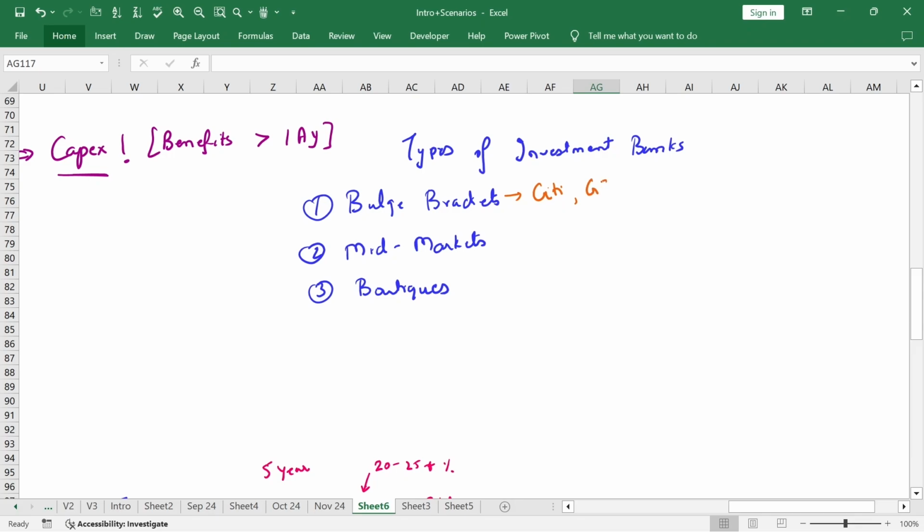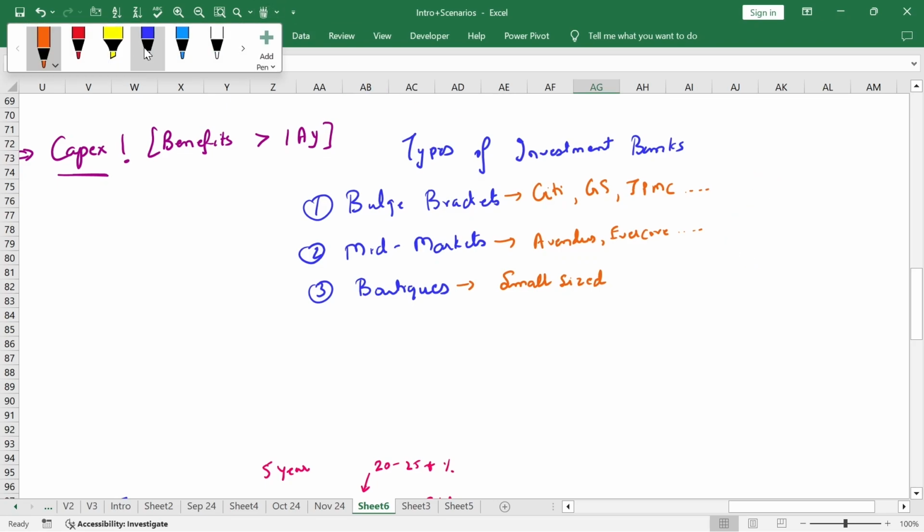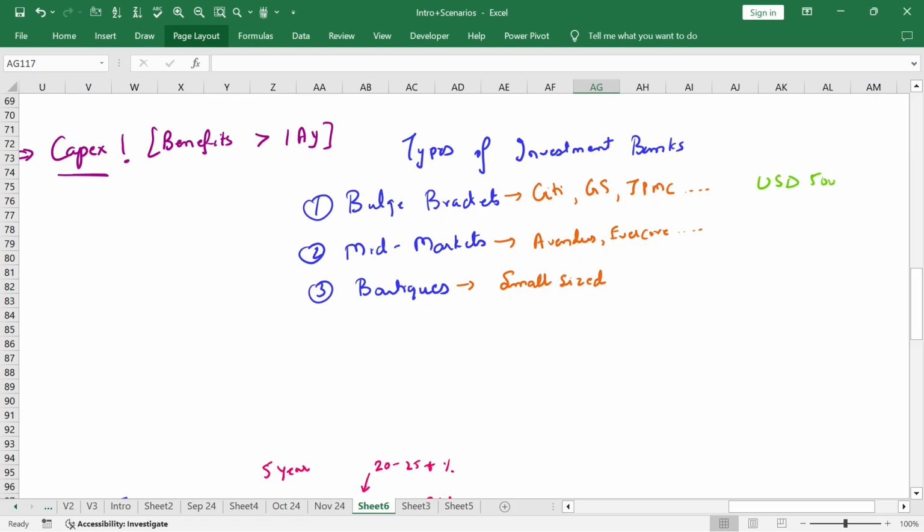You have names like Citi, Goldman Sachs, JPMC, and the other big names. Mid markets probably are Avendus, Evercore, I guess that's the name, and some other ones. Boutiques are small-sized banks. Now, the peculiarity is the deal sizes. The bigger banks will undertake deals which are probably USD 5 million plus in size. The smaller ones, probably in the range of USD 100 mils, somewhere around this range. When the boutiques take up smaller deals, the size is not a criterion here. They typically end up with smaller deal sizes.